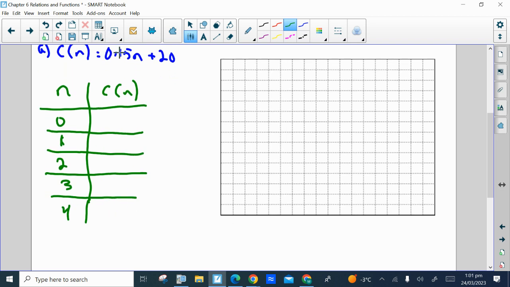And so if n is 0, and we look at the equation, 0.15 times 0 is 0, plus 20, her bill that month would be $20. And for each additional text message, it's going to be another 15 cents. So the next one will be $20.15, and then $20.30, and then $20.45, and then $20.60. And you could have got these values by letting n equal 0 in the equation, then n equal 1, then 2, then 3, then 4. But this is what you get.